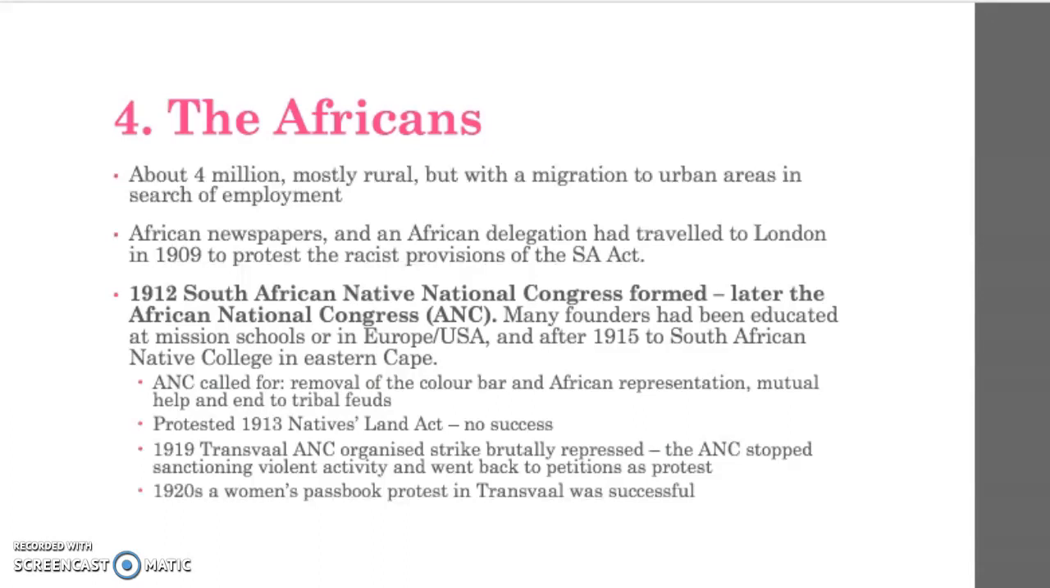There are a series of protests, peaceful petitioning, as well as more active elements like striking. But the ANC begins to stop sanctioning that violent activity after the 1919 miners' strike goes brutally wrong for them. They do have some successes again with passport protests, as Gandhi also did with the Indian community. So there's a couple of things that are working in their favour.